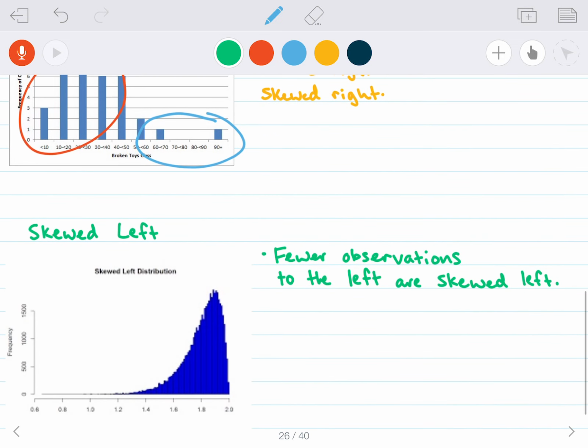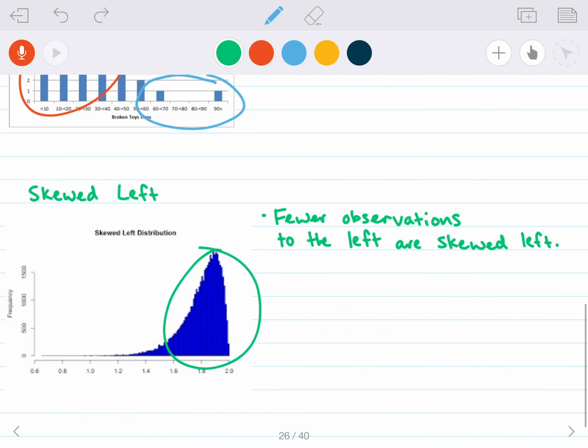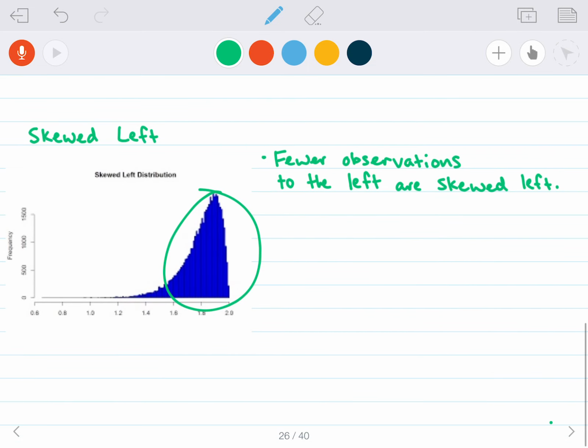Now, skewed left, again, is the opposite of what you think. Skewed left means fewer observations are to the left. So we can see all the observations are concentrated to the right side, or the higher values. So this is going to be a skewed left graph. Let's see if we have anything else that I want to talk about down here. No.